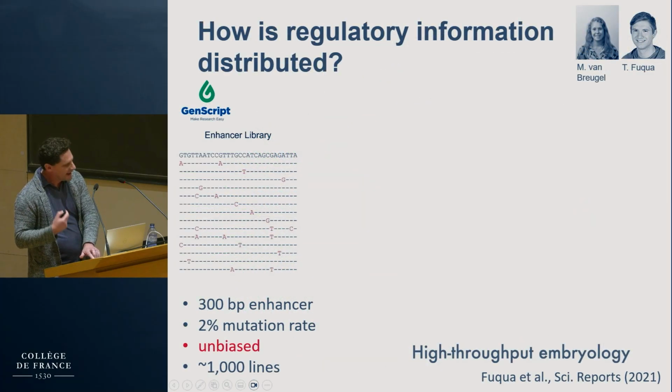And to walk you through how we had to get access to this, this is all published, so I'll go through it pretty quickly. But again, this is another way to look at the sequence space. We have this 300 base pair piece of DNA. We have just a random mutation rate throughout this through degenerate PCR. So again, this is very unbiased by any priors. And we made about 1,000 independent lines from these.